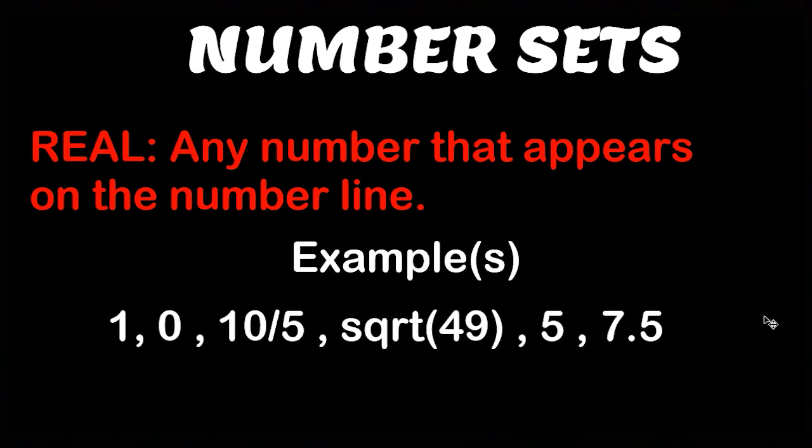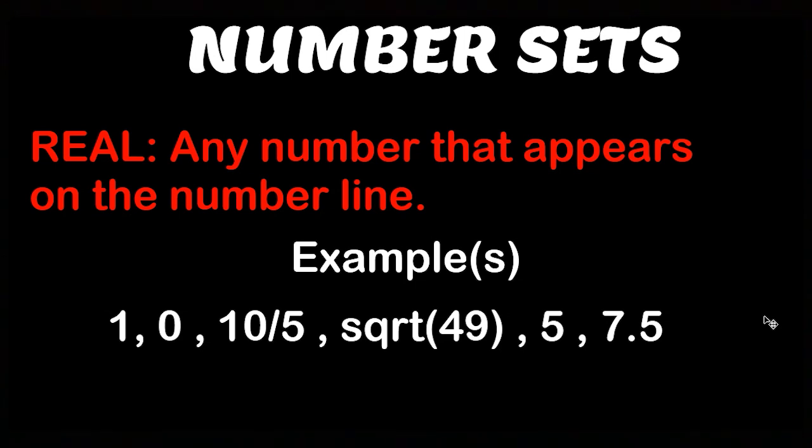And it could be a decimal. It doesn't have to be a non-decimal number. I gave you some examples below. You have 1, right? That falls on the number line. 0 falls on the number line. Then you have this fraction here, 10 divided by 5. Well, that's 2, right? So that also falls on the number line. Then you have the square root of 49, which is plus or minus 7.